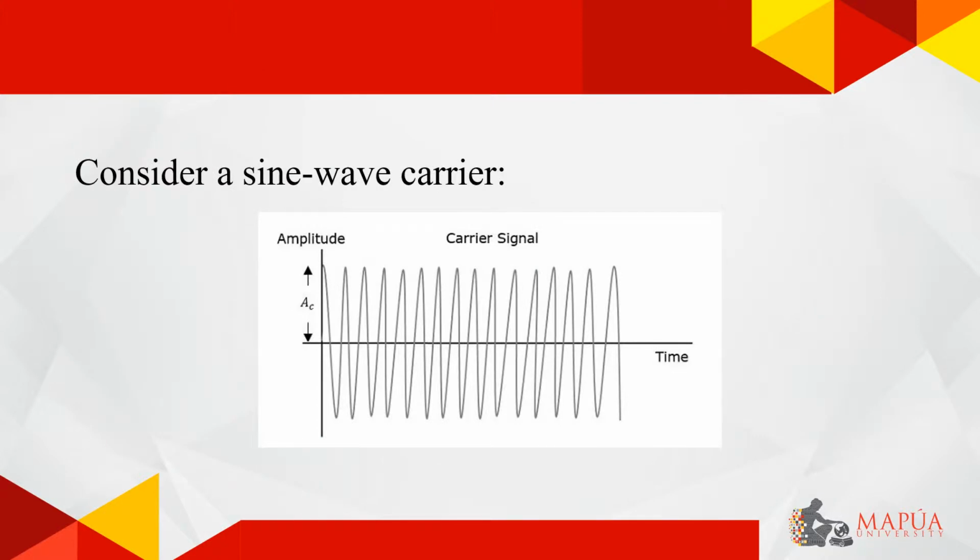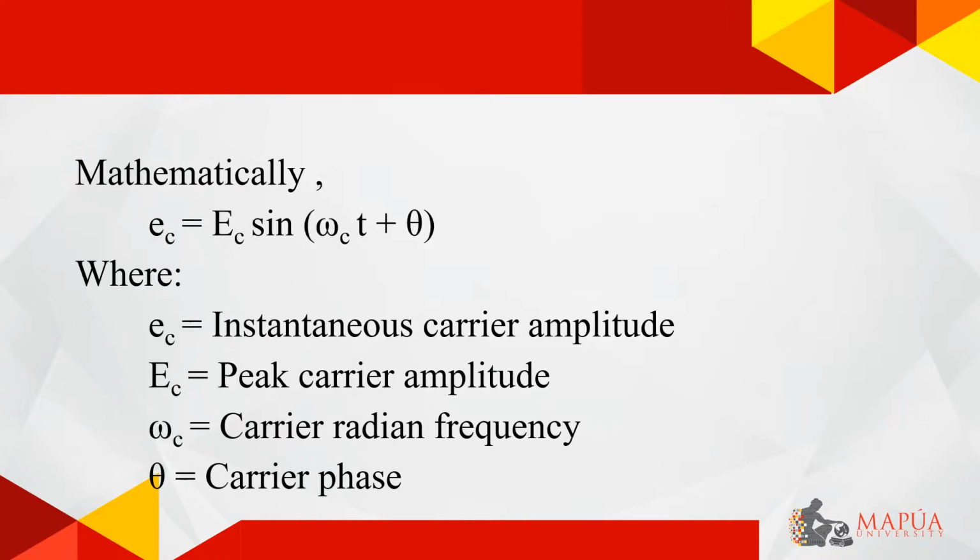This is an example of a carrier signal which is considered as a sine wave carrier. Mathematically, instantaneous carrier amplitude is equal to peak carrier amplitude times sine of carrier angular frequency multiplied by t plus carrier phase.